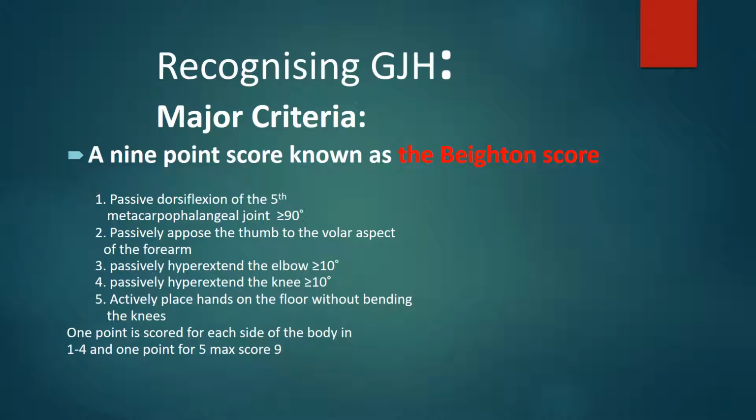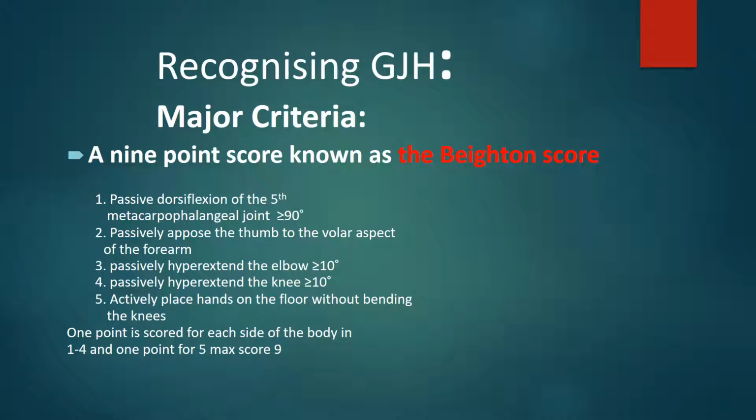So let's now have a look at how we might recognise generalised joint hypermobility. In order to do this, there are major criteria and a 9-point score which is known as the Beighton score. This includes flexion of the fifth finger, the apposition of the thumb towards the forearm, passively hyperextended elbow beyond 10 degrees, a passively hyperextended knee beyond 10 degrees, and the ability to actively place the hands on the floor without bending the knees. 1 point is scored for each side of the body in 1 to 4, and 1 point is scored for number 5, making a maximum of 9.